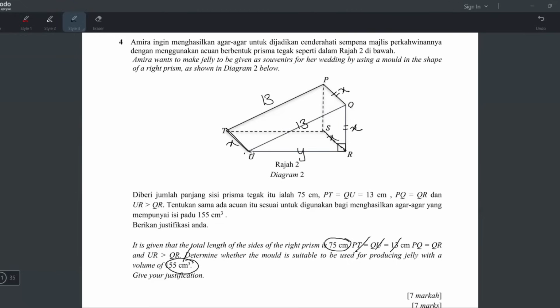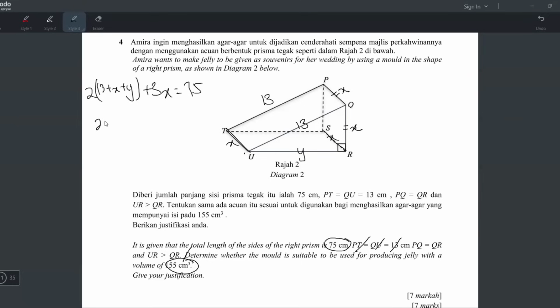First thing first, let's find the panjang sisi sini: 13 tambah X tambah Y. Itu jumlah sisi sini kan. But you will take everything in brackets times 2, because there's another triangle dekat sini. And after you times 2, you will plus this X and this X and this X, which is 3X lah. So I just write plus 3X, and the whole thing equals 75.